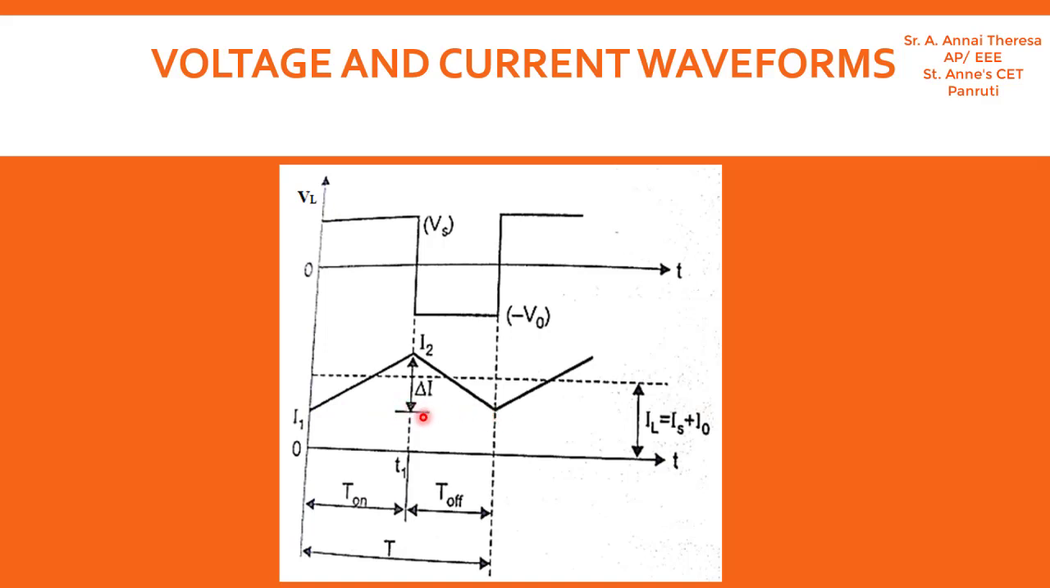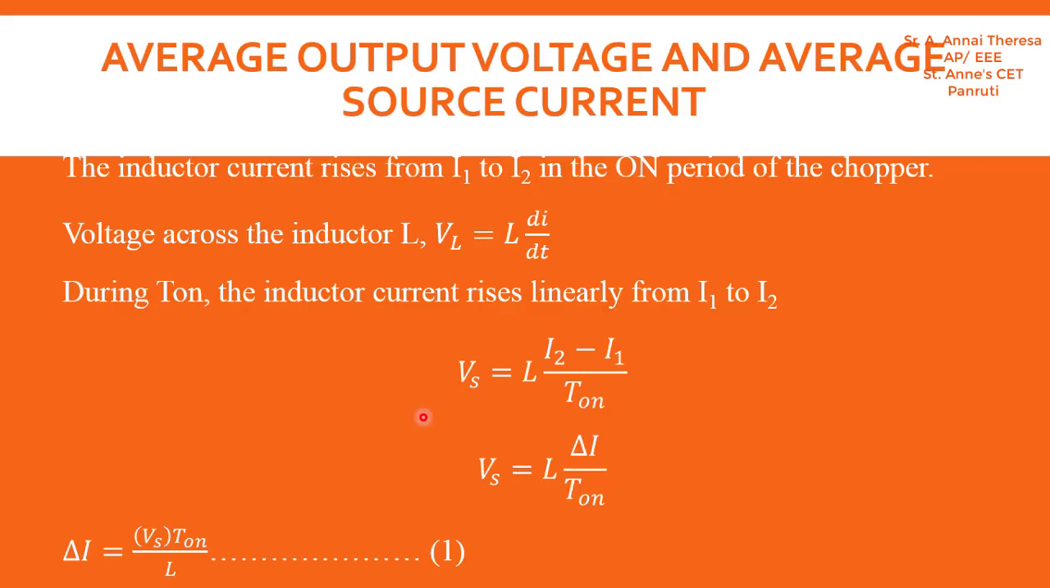Now we can see the average output voltage and average source current. We know during the turn on time, the inductor current rises from I1 to I2. The voltage across the inductor VL is equal to L into di by dt. During turn on time, the voltage across the inductor is Vs, as we have seen in the first mode. So instead of VL, we can write Vs is equal to L into the change in current, that is I2 minus I1, divided by T. Instead of this T, we can put T on, because it is the turn on time.